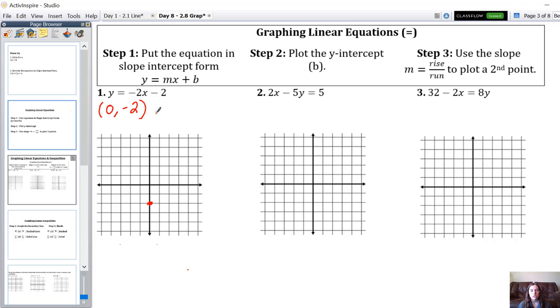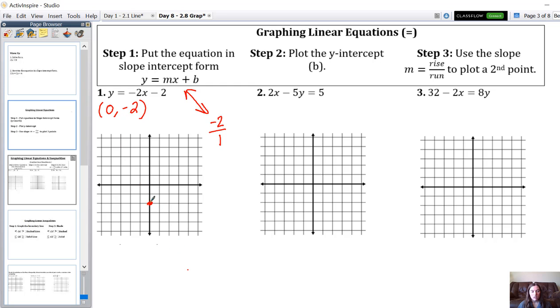Then we need to use our slope and plot some other points. Our slope here is that coefficient that's attached to x, which is negative 2. When we have a negative slope, that's going to be going from the top left to the bottom right. That's that direction. And when it's an integer, that negative 2 is the same thing as negative 2 over 1. And remember, slope is rise over run. So that top number is telling you how much you go up or down. The bottom number is telling you how much you go left or right. So here, we can go down 2 and to the right 1, or we could go up 2 and to the left 1, and that'll get us in the right direction.